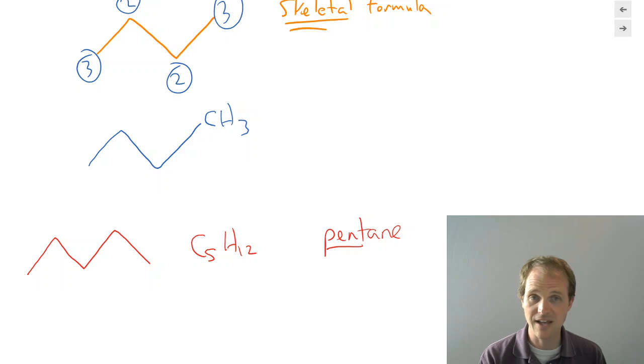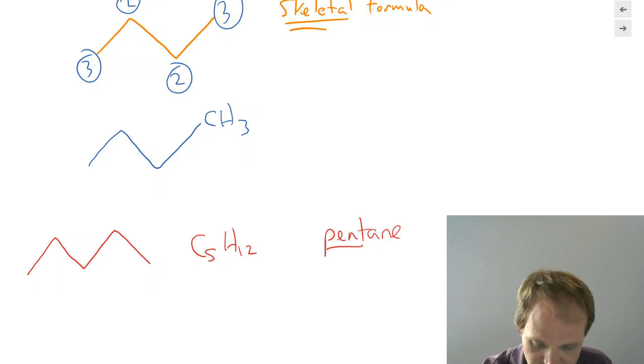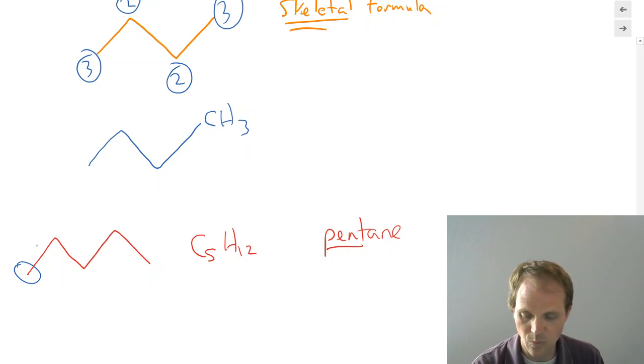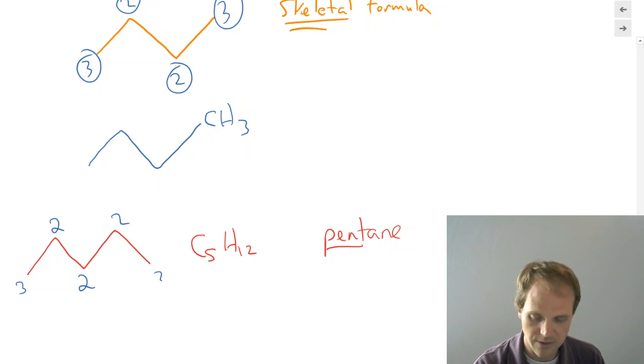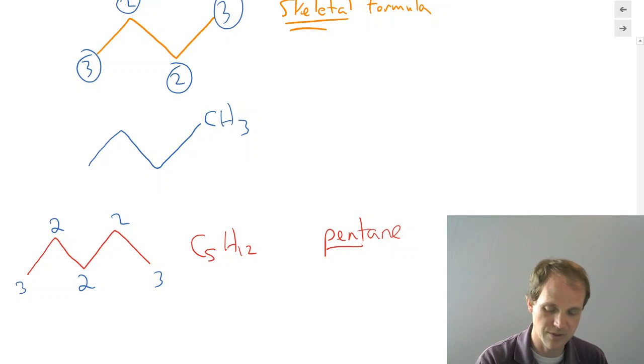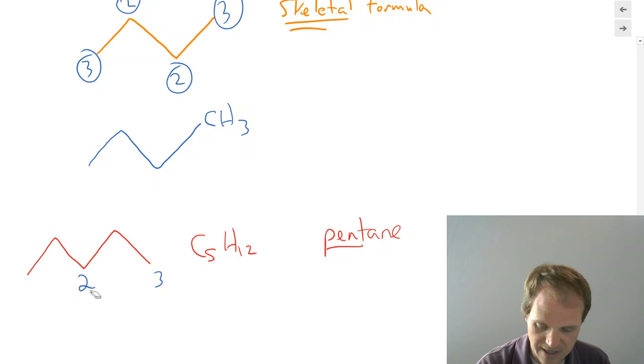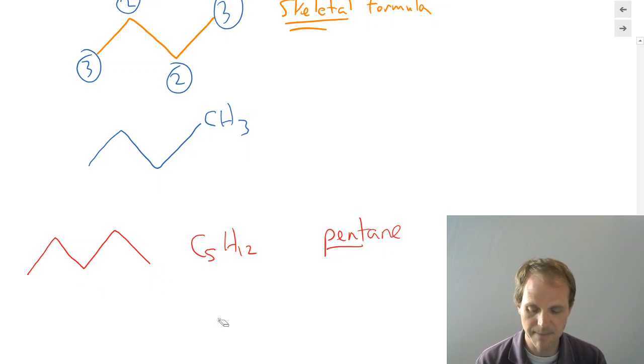Let's verify that this is C5H12. We've got 1, 2, 3, 4, 5 unlabeled things. So that's our 5 carbons. This guy only has 1 bond drawn. So what does he have? He has 3 undrawn bonds. This one has 2 undrawn, 2, 2, 3. If we add up 3 plus 2 plus 2 plus 2 plus 3, you get 12. So we're good. We have C5H12 just like we expected to, and that is my pentane.